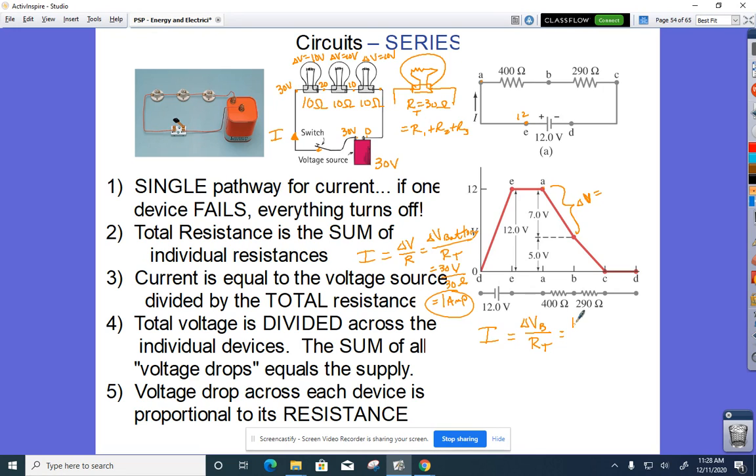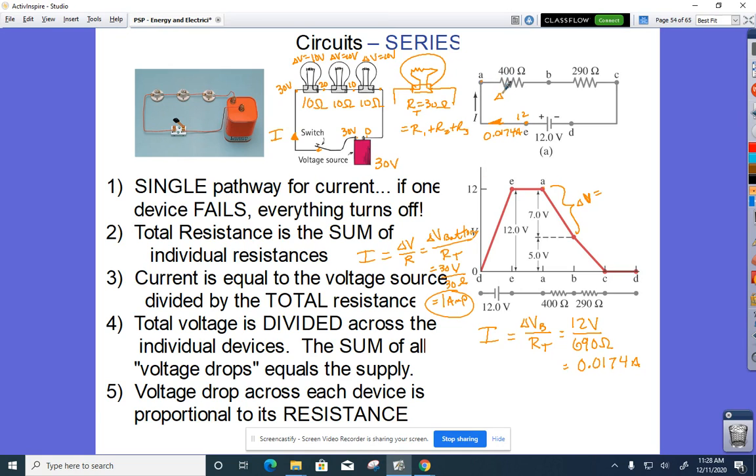I could say that I have a 12 volt supply and the total is 690 ohms. So I could certainly do that calculation this way, that the current flowing through there would be 12 divided by 690. That would be 0.0174 amps. So I know the current flowing through this thing is 0.0174 amps.